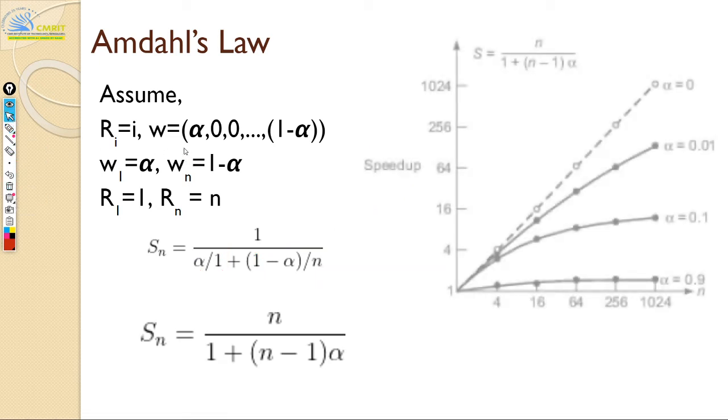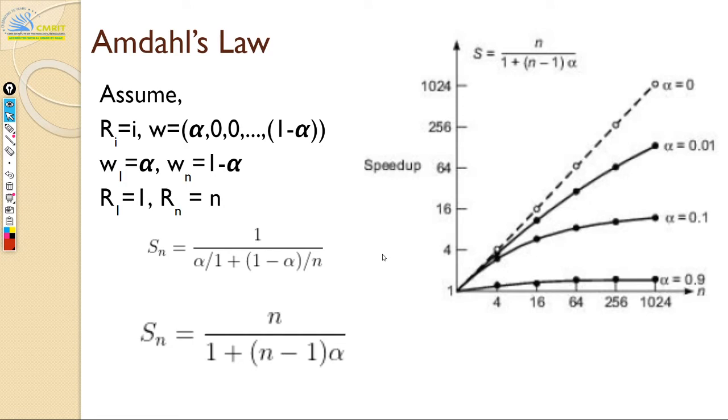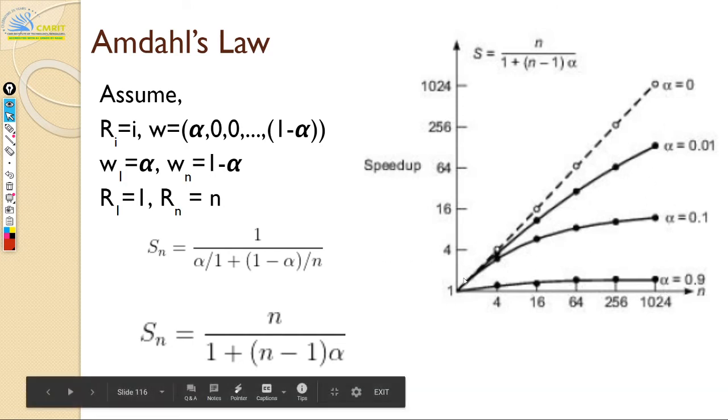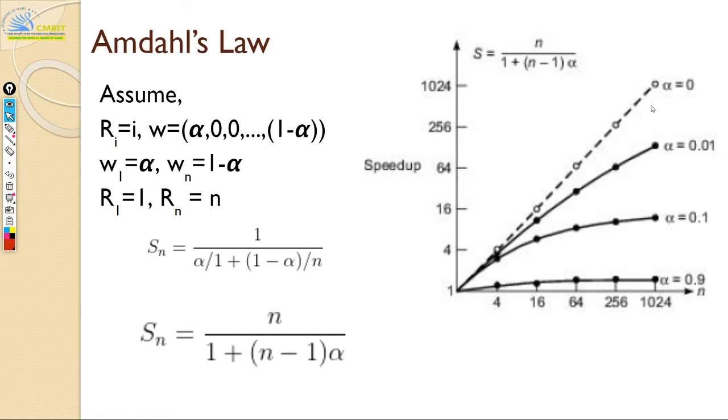This is just a plot with different fractions of your sequential part. Ideally, when you have a perfect parallel algorithm which does not have any sequential part, you will get this 45 degree line that says your speed up will be the same as the number of processors you have added. If you have 4 processors, your speed up will be 4x, and if you have 1000 processors, your speed up will be 1000. That's what Amdahl's law says, but that's only in the ideal case.